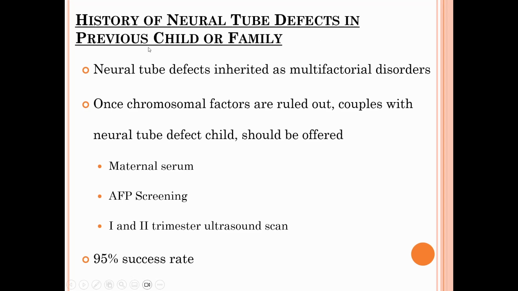History of neural tube defect in a previous child or family. Neural tube defect is inherited as a multifactorial disorder, once chromosomal factors are ruled out. A couple with a neural tube defect child should be offered maternal serum AFP screening and first and second trimester ultrasound scan, which has a 95% success rate in diagnosing.